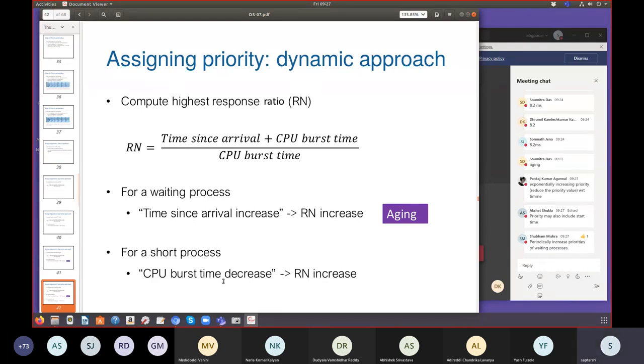Also, if the CPU burst time is low, then also this response ratio will increase. So basically here the scheduling algorithm will favor processes with a low CPU burst time, and if a process is being made to wait for a long time, then its priority will increase.